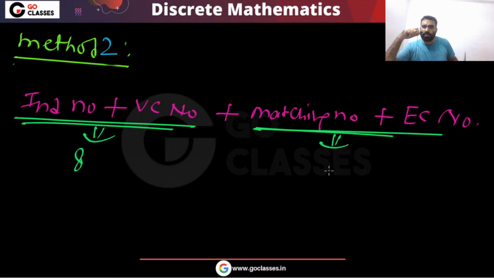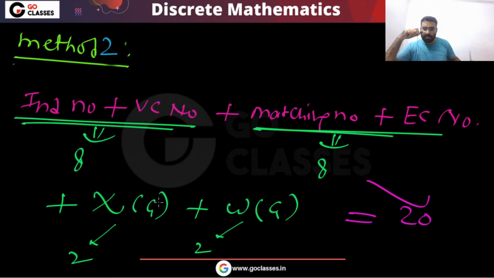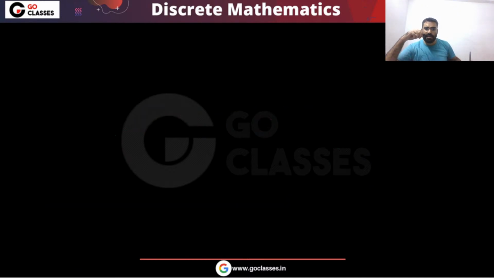This is equal to the total number of vertices, plus the chromatic number you have to find, which will be 2, and the clique number, which will be 2. So the answer will be 20. You can do this question very easily if you do this.